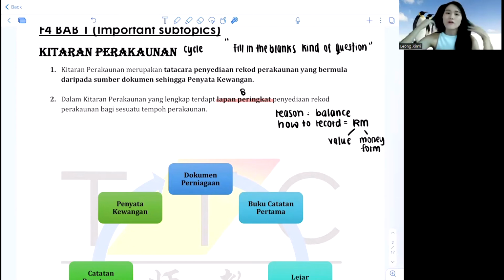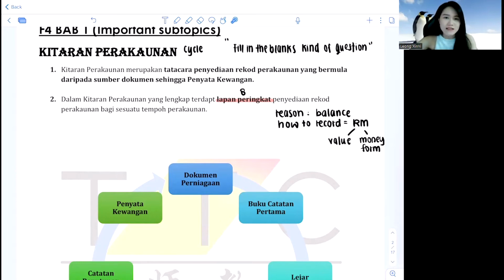All right, so for our recording part, I would say again, everything we put in RM form, it doesn't mean that it is money. So money, we treat it as tunai or bank lah. But if let's say you're talking about the value of the item, we will still record it in the RM way. Okay, so this is the reason we want to do accounting so we can do balancing. And of course, we want to keep recording.